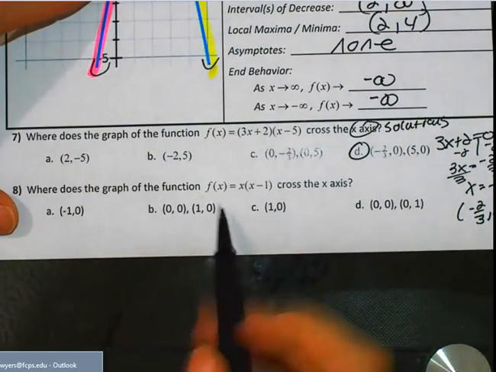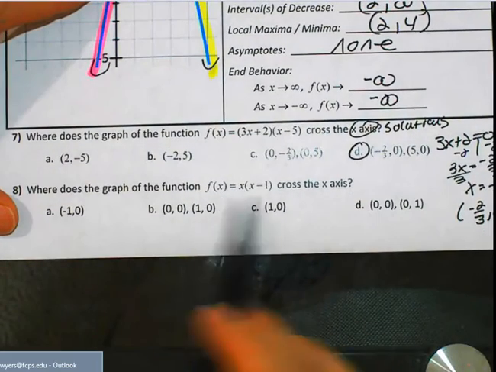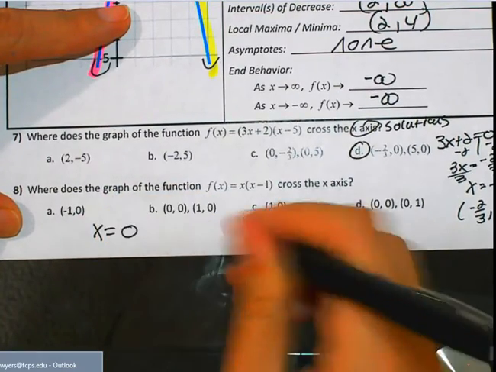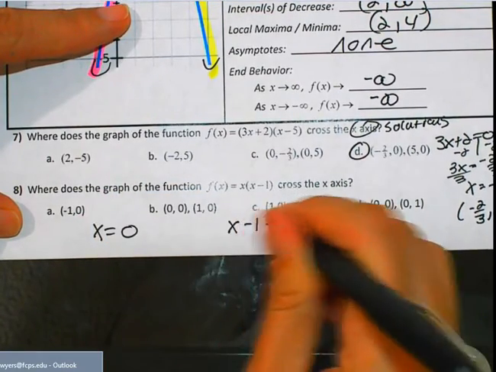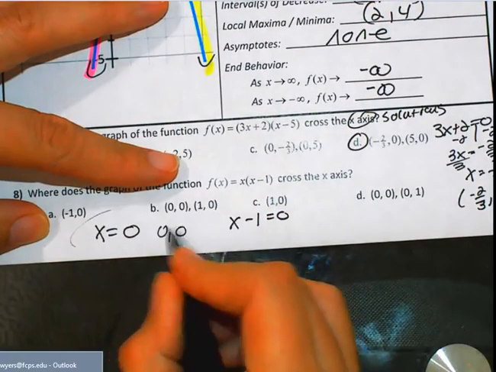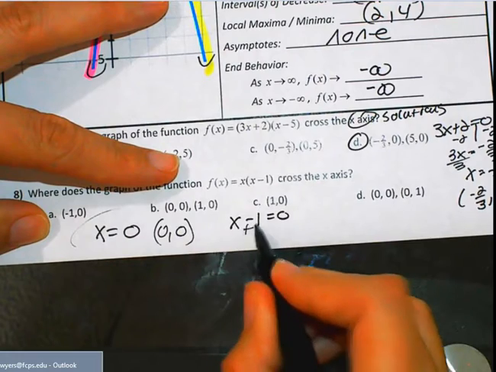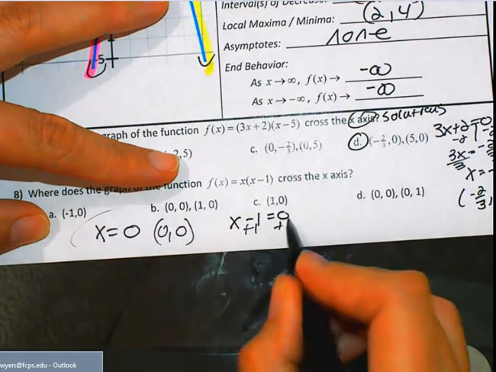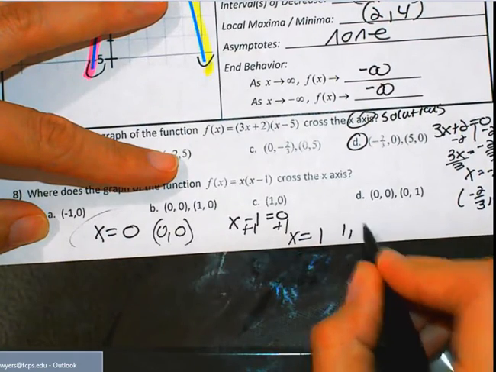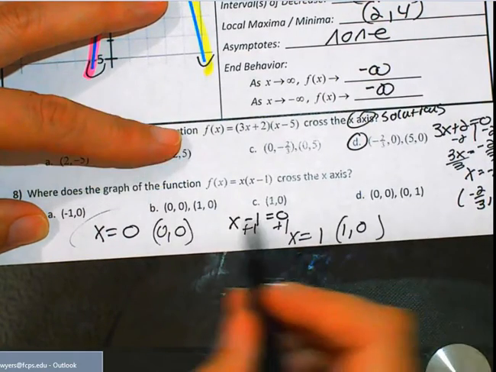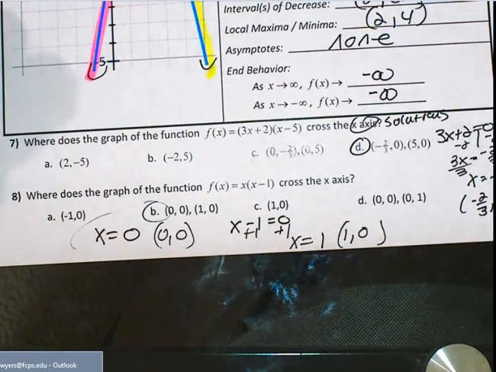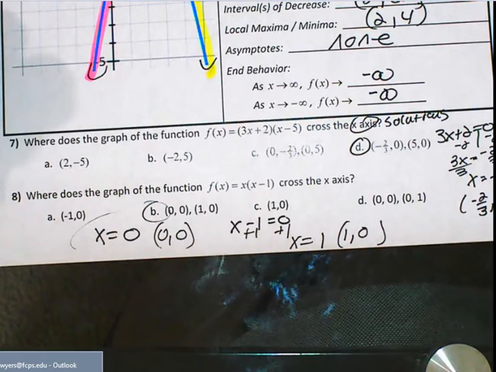Okay, and then for the next one, same thing. Where does it cross the x-axis? So our x equals 0, and then we have x minus 1 equals 0. This one we can't solve, so we know the coordinate here would be 0, 0. And then over here we have plus 1, so x equals 1, which the coordinate would be 1, 0. So we're looking for 1, 0, and 0, 0. So B would be the correct answer. That is it for this video.